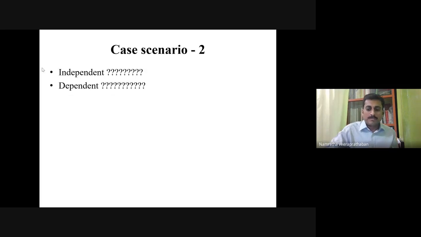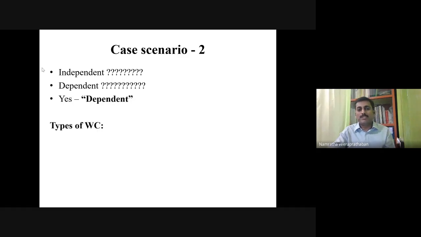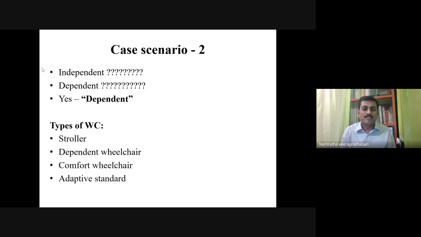What can we choose for him? Is it going to be independent or dependent? Dependent. Type of wheelchair? Dependent. Thank you so much. Okay, yes, dependent. Types of wheelchairs in different categories: we have a stroller, dependent wheelchair, comfort, and active standard wheelchair. Yes, we are seeing the types of wheelchair under the different wheelchair categories. And what could be the recommendations? Any answers?